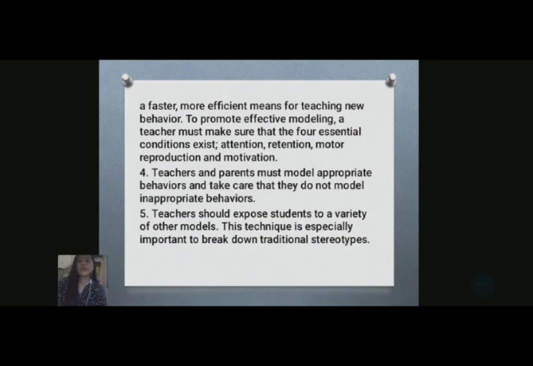Number 5, teachers should expose students to a variety of other models. This technique is especially important to break down traditional stereotypes. So in this case, teachers should be flexible. So the teacher needs to look for many ways so that students can learn. So teachers need to explore in order to improve the teaching and the learning process.